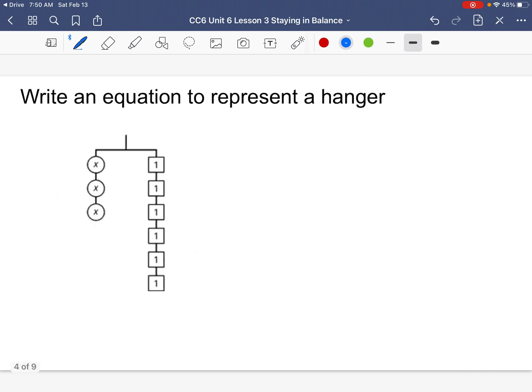So let's write an equation to represent a hanger. Here in the center, that represents the equal sign. On the left hand side, we have 3 x's, so I'm just going to write 3x. And on the right hand side, I have 1, 2, 3, 4, 5, 6 times 1. So I could just say 3x equals 6. That's the equation to represent the hanger shown here.